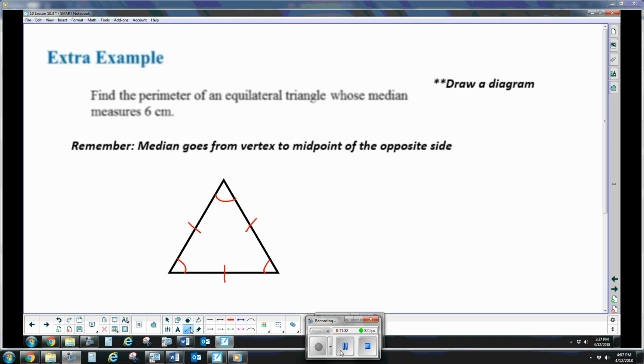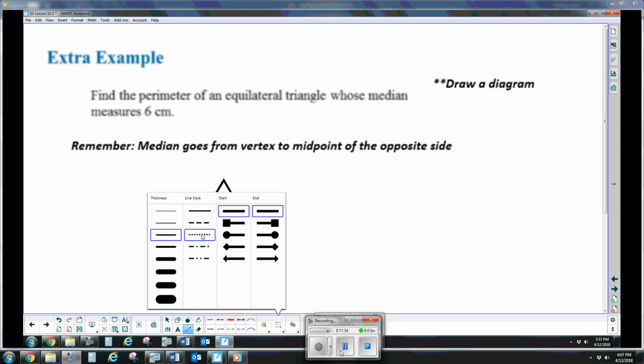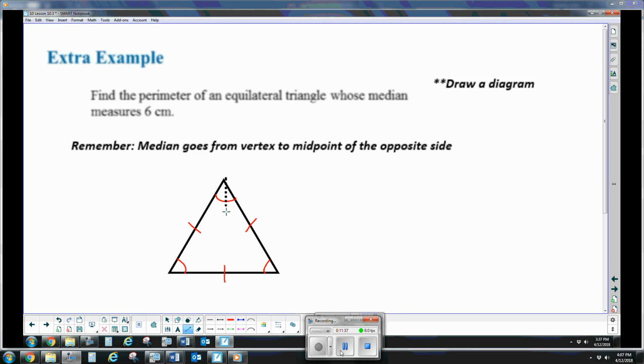Now each of these angles is going to measure 60 degrees because in an equilateral triangle, they're all the same. A triangle totals up to 180 degrees. And then secondly, in any kind of isosceles triangle, which an equilateral triangle is a special isosceles triangle, the altitude is also the median, and it is also the angle bisector. So the median goes from the vertex to the midpoint of the opposite side, and it bisects the vertex angle, and it's perpendicular to the base.